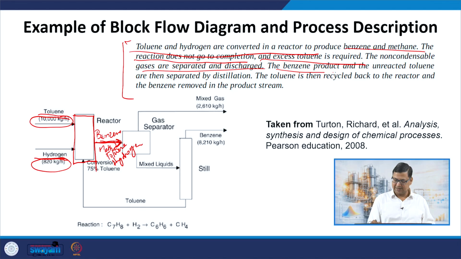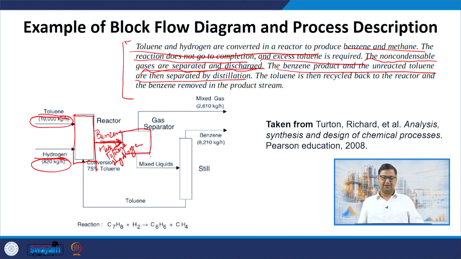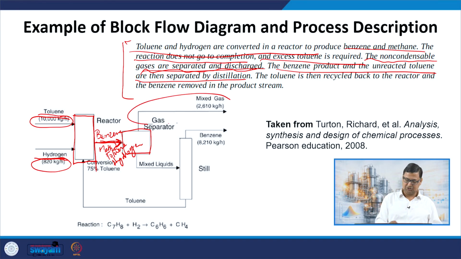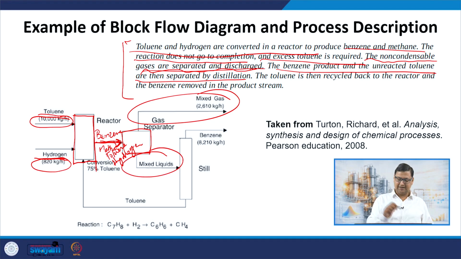So, the benzene product and the unreacted toluene are then separated by distillation, but before that, the non-condensable gases are separated and discharged. So, it goes to a unit first where I separate the non-condensable gases. So, the gas goes out, and the gas probably is not very important here. It is not even specified what those gases are, and the liquid phase probably contains the benzene and the unreacted toluene, right. So, toluene was in excess. What is hoped is that hydrogen is more or less used up, but there is plenty of toluene left in this stream of mixed liquid.